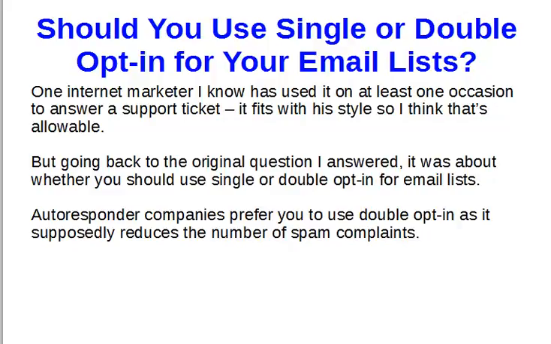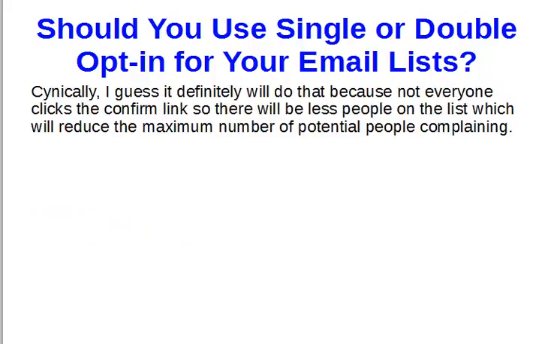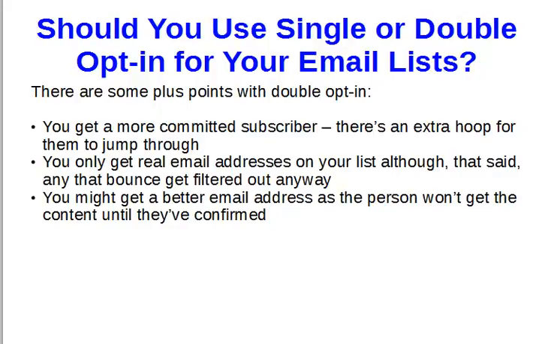Autoresponder companies prefer you to use double opt-in as it supposedly reduces the number of spam complaints. Cynically, I guess it definitely will do that because not everyone clicks the confirm link, so there'll be fewer people on the list, which will reduce the maximum number of potential people complaining. But maybe that's just me being cynical. There are some plus points with double opt-in. You'll get a more committed subscriber because there's an extra hoop for them to jump through. And you could say that's good.